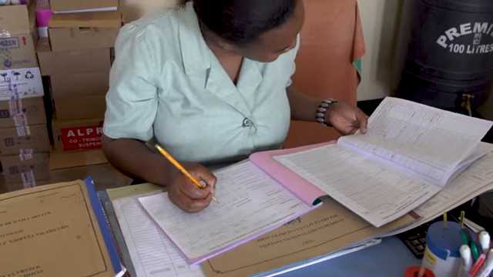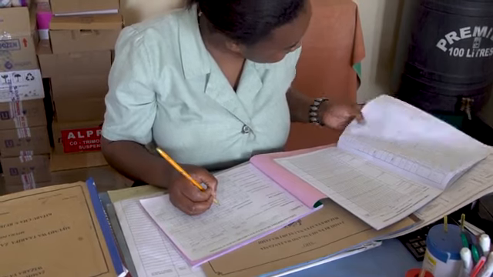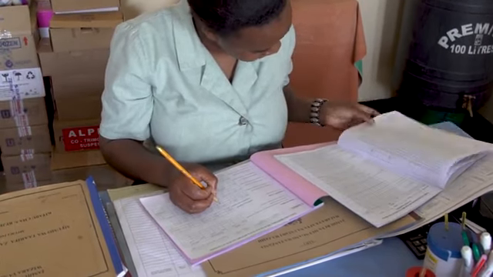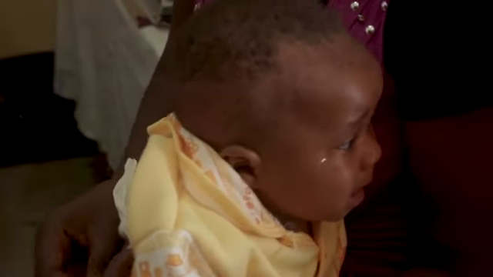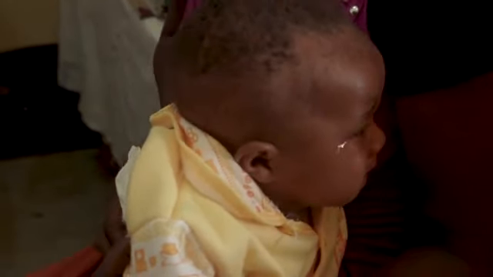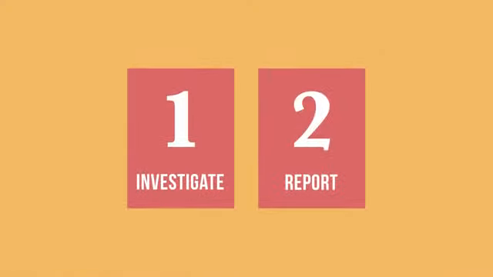Monthly tallies for reporting vaccine-preventable diseases are an important tool for ongoing surveillance. But certain vaccine-preventable diseases might also require immediate action. In this video, we will look at how to investigate and report these diseases to the next higher level using a disease-specific case investigation form.